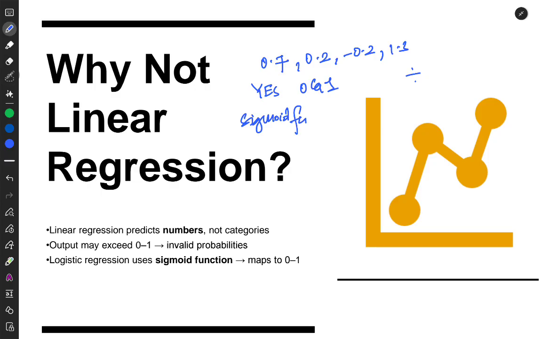So maybe you would be confusing thresholding in linear regression. See, thresholding alone doesn't fix the probability issue. The output can still exceed 0 and 1. That is the thing which we need to understand.